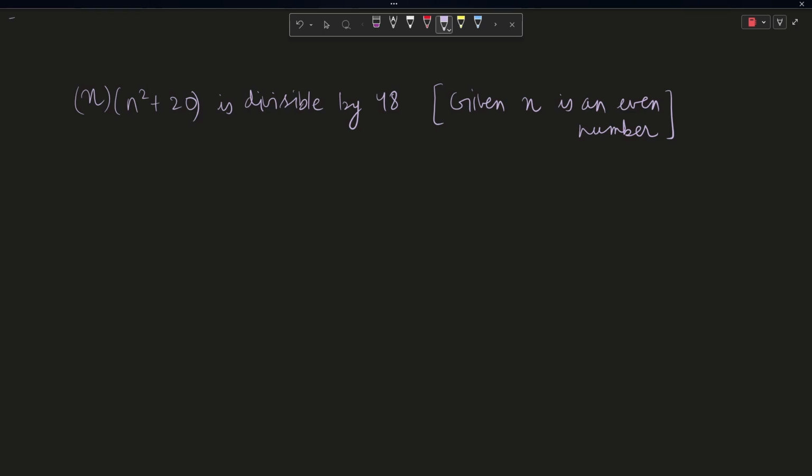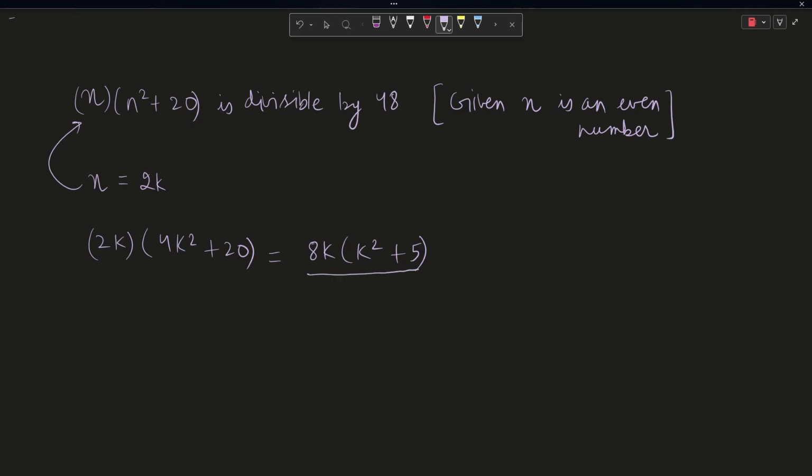So for that we can say that if n is an even number, we can take n is equal to 2k. By taking n is equal to 2k, we can substitute the value of n here. So we will get 2k into 4k square plus 20. Now we can take the common part out. So 8k into k square plus 5.